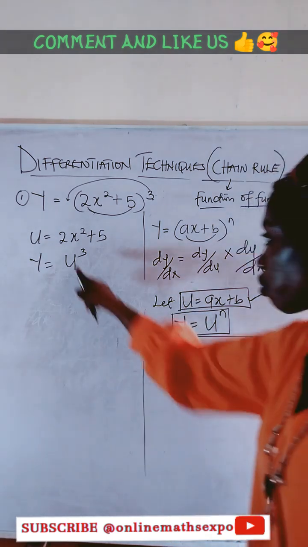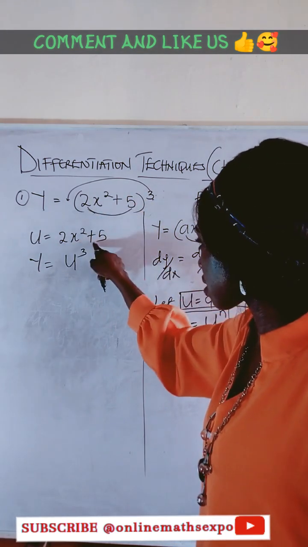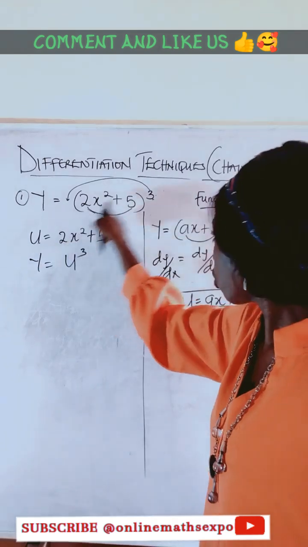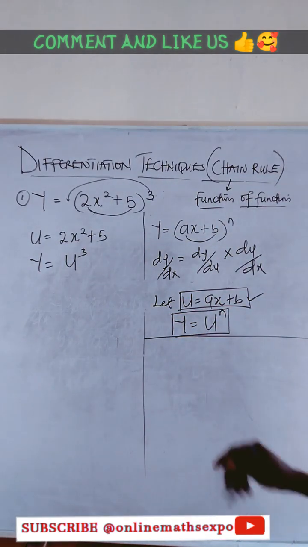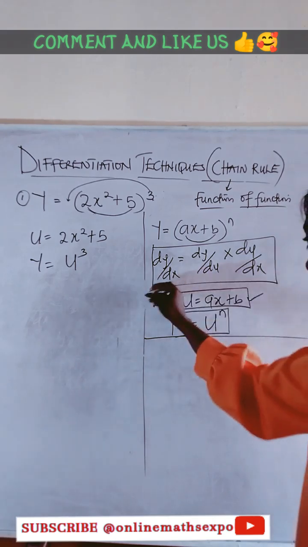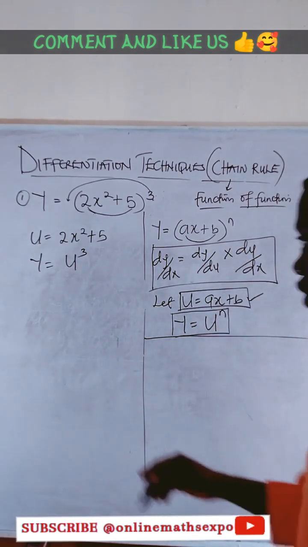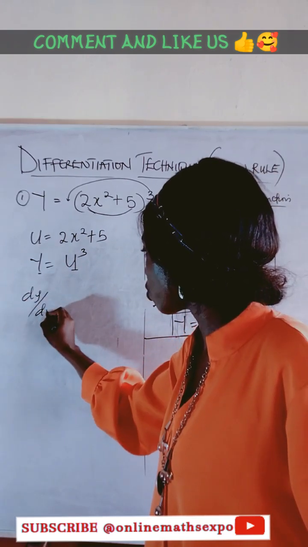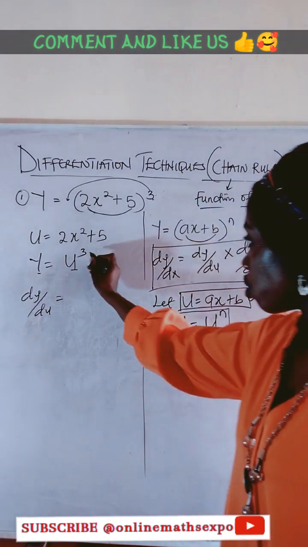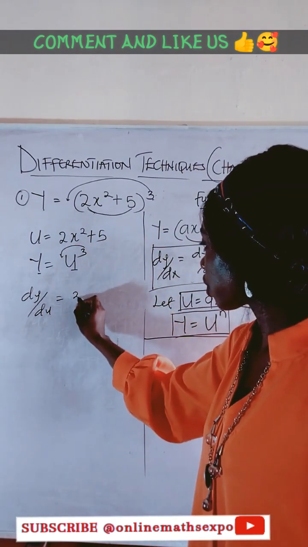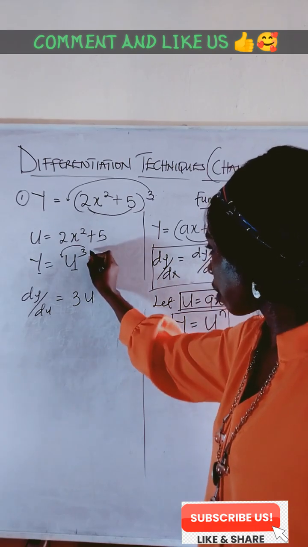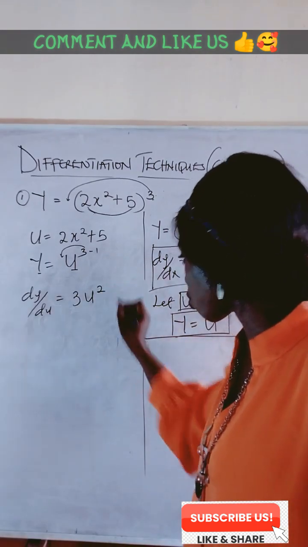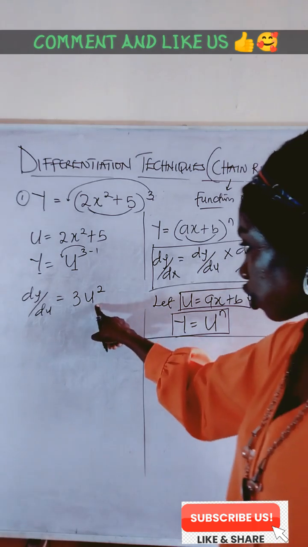We are using the chain rule now. Your u should be everything inside the bracket. Then your y will be equal to what is in the bracket, changed to u, raised to the power of 3. Remember, this is your chain rule. So what do you do first now? Get your dy/du. This is our y and this is our u. So dy/du will be equal to 3 multiplied by u. Remember, you subtract 1 from the power. Use your simple power rule, which is 3 minus 1 is 2. I hope that is clear. That is for dy/du.